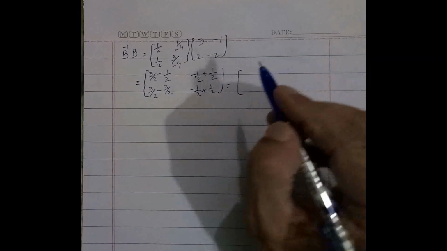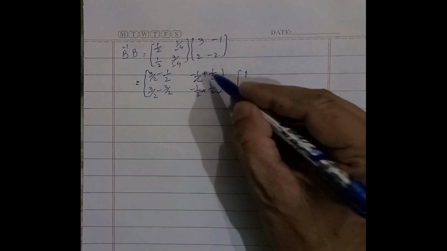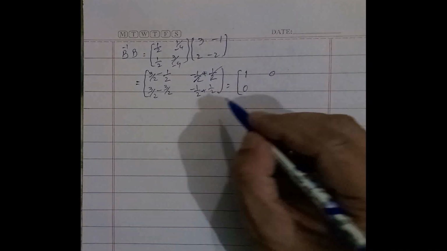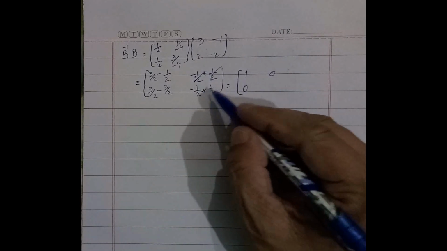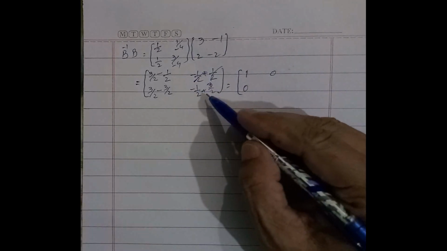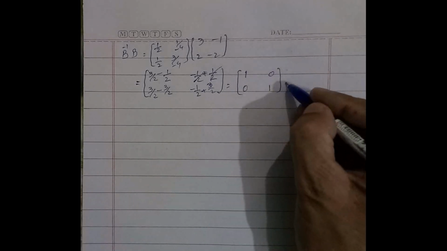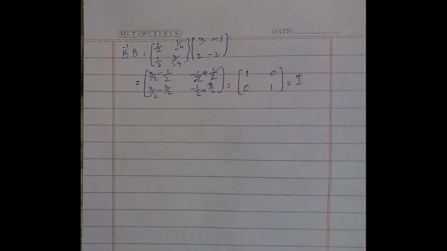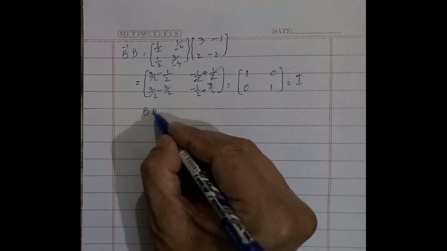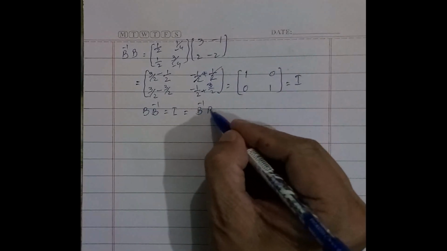Simplify these values. We get 3 over 2 minus 1 over 2, which is 2 over 2, which is 1. These cancel, 0. 3 over 2 minus 3 over 2 is equal to 0. 1 over 2 minus 1 over 2 is 0, plus 3 over 2... minus 1 over 2 plus 3 over 2, we get 2 over 2. The answer is 1. And it is the identity matrix. So hence verified: B inverse B is equal to the identity matrix.